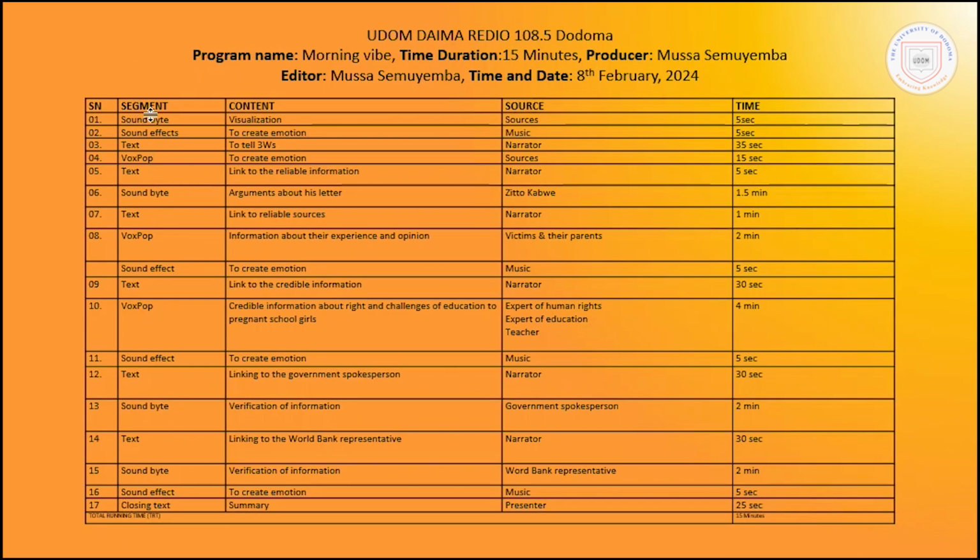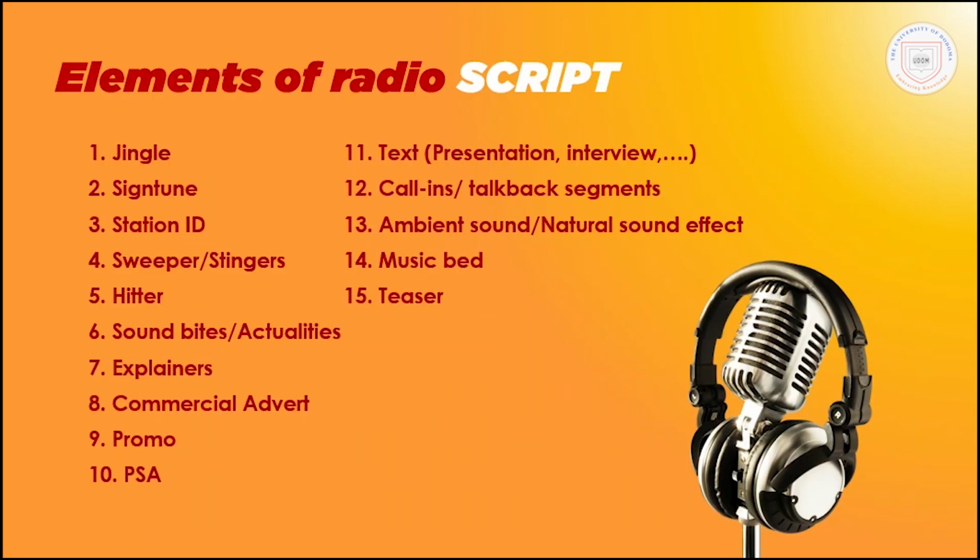So you can see the content of the item, the source where it is found, and also the time that has been allocated for each item. So the script is all about the items, but the main business in a script is these items. So in this lecture, we call them the elements of radio script.